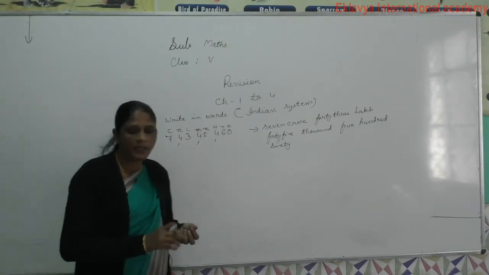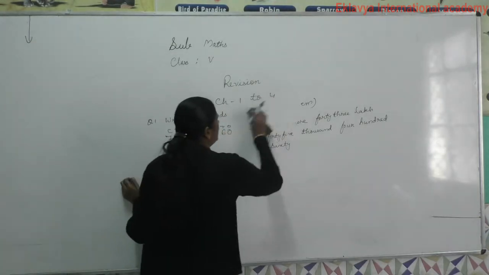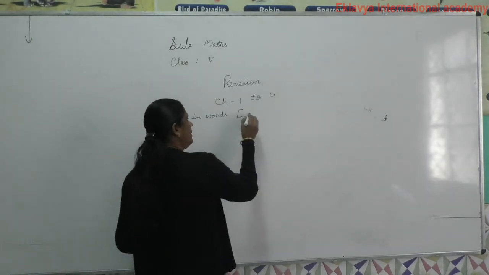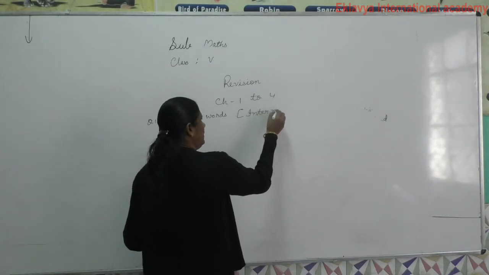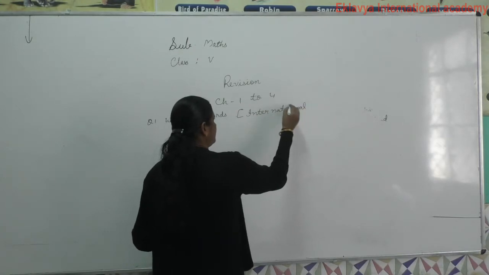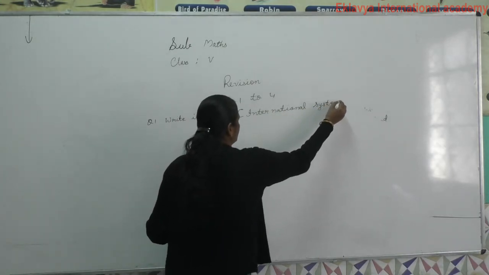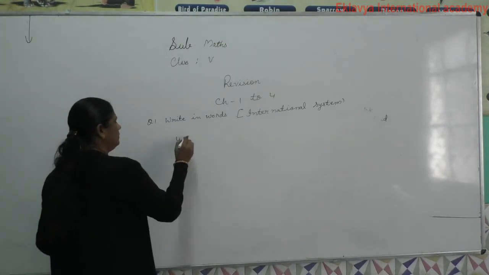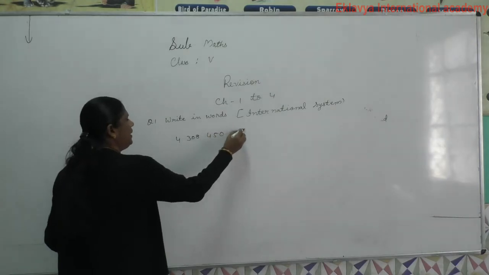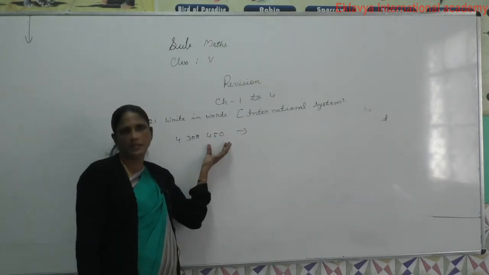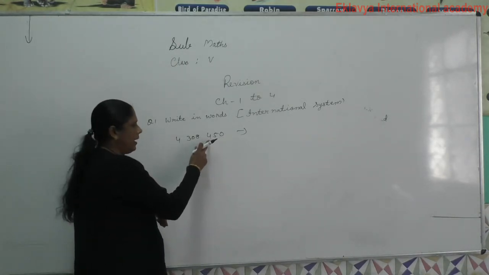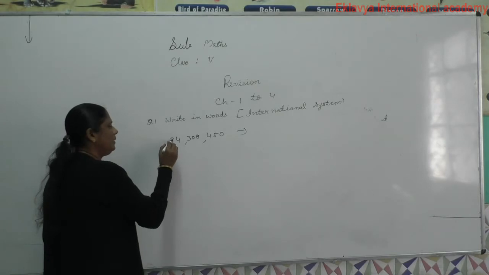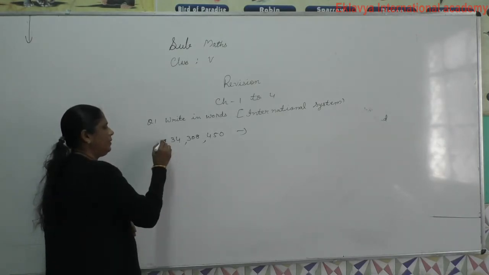Understand this? Then in the international place value system, write in words. In the international system, the grouping is 3-3. First you read ones, tens, hundred, then comma, thousand, 10,000, 100,000, then comma, million, 10 million, and 100 million.